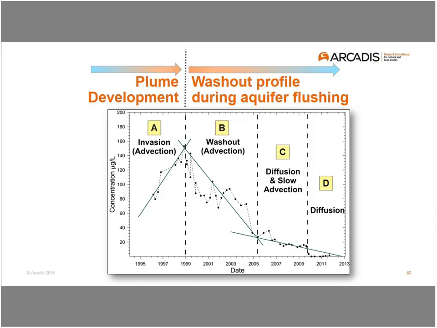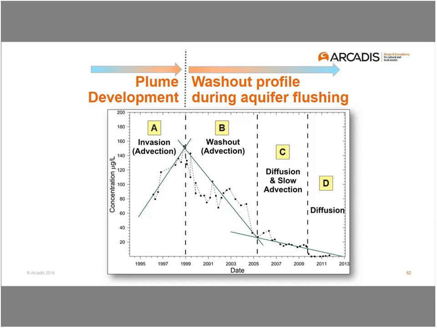Once the mobile fraction has been flushed in panel C, there's a clear rate change in washout, and what we see is slow advection from the immobile fraction and diffusion from the storage fraction into the immobile and mobile fraction. So we're basically late stage harvesting stored contaminant mass that equilibrated in panels A and B.